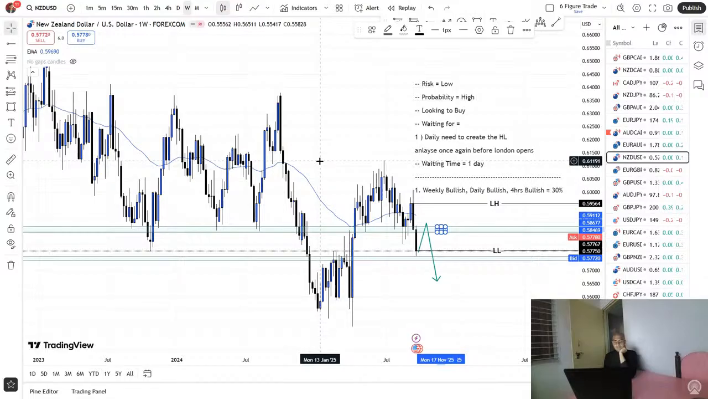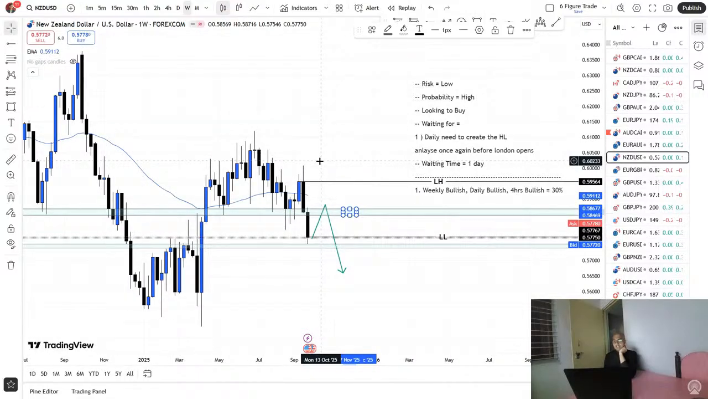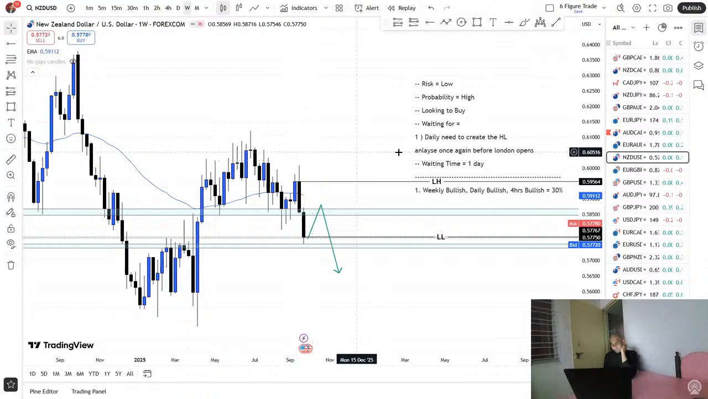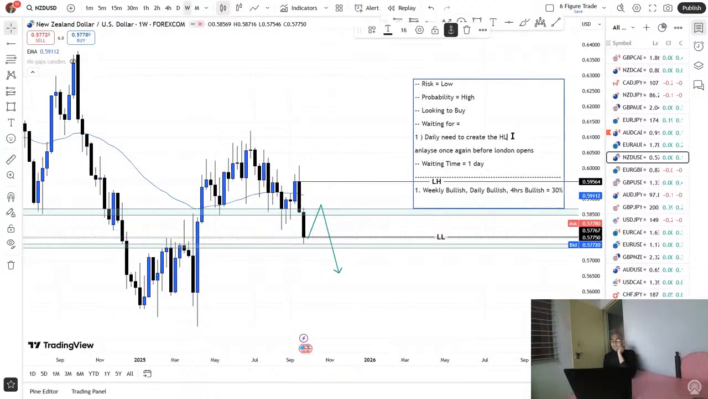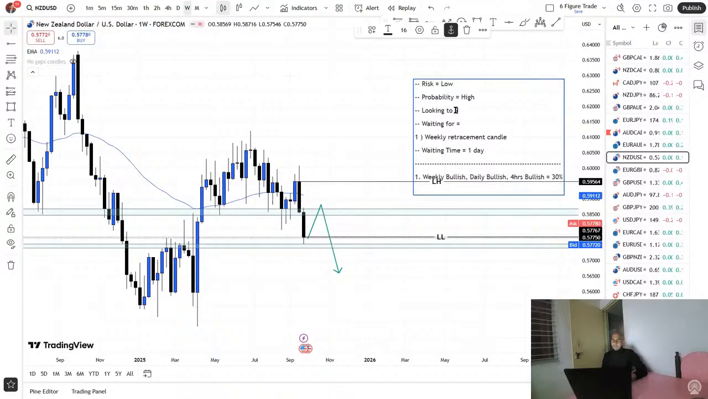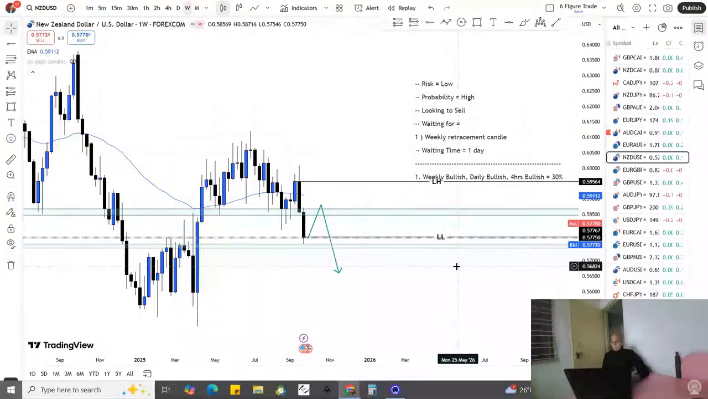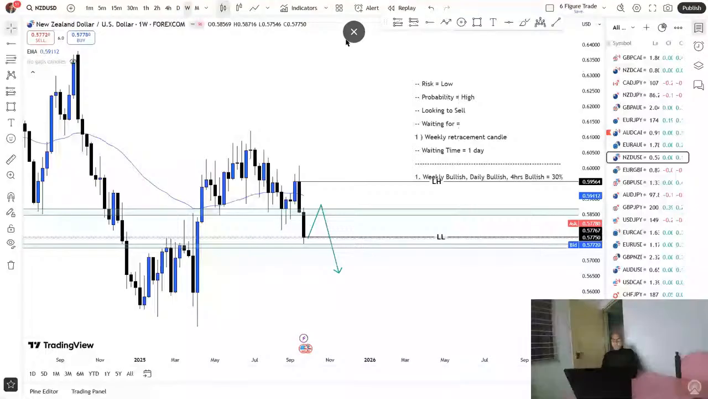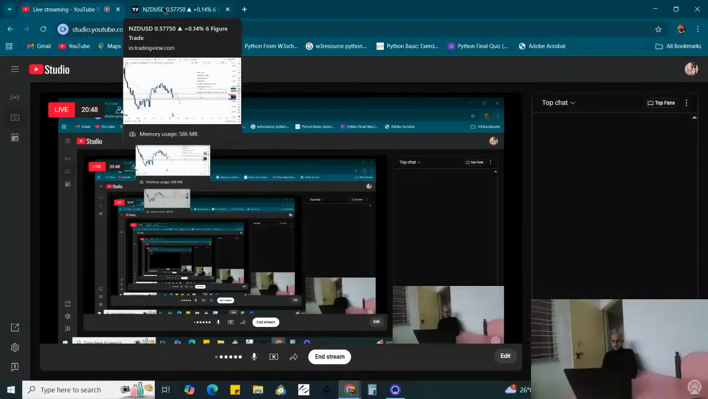But nah. Weekly is... I need weekly retracement candle. That is what we need. Weekly retracement candle. Looking for sell. Probability is waiting for retracement. Alright, we are doing good.